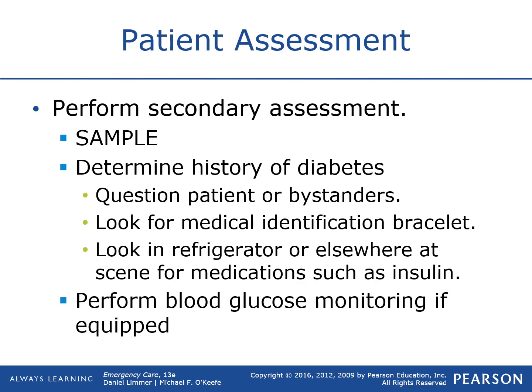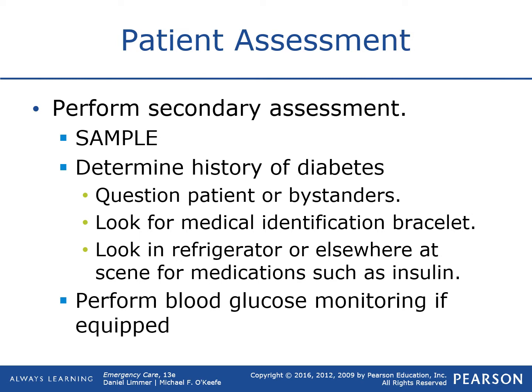Do your standard SAMPLE history. Find out if they have a history of diabetes. This is where you can try to look for medical alert bracelets. You can talk to family, bystanders, and then you can look for medications. And one place that people always forget to look is the fridge. Most insulins have to be refrigerated, so people will keep them in their fridge. If you don't look in the fridge, you might miss insulin.